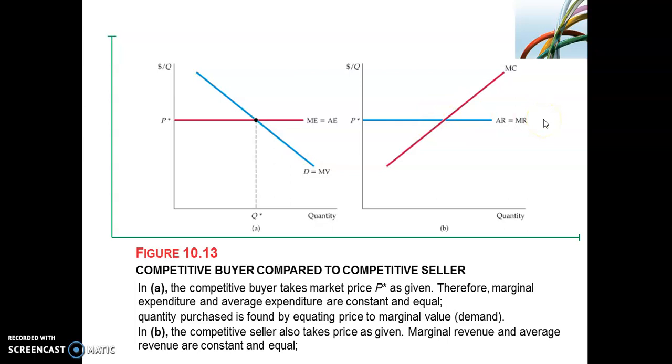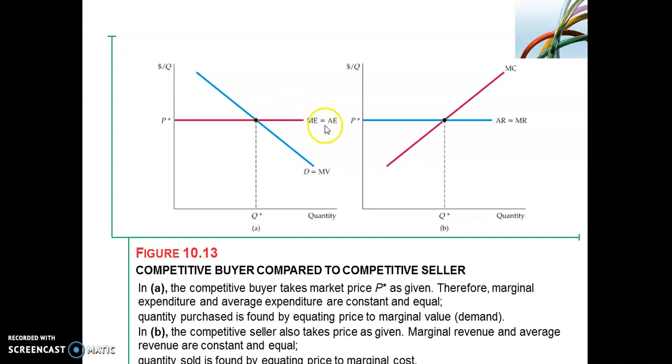And that tells you what quantity to produce. That is also where your marginal revenue equals price, and hence P is equal to MC. So if we have a look, that would be the quantity Q star that would be produced for a competitive seller. Now, if we look at part A, this looks at a competitive buyer.